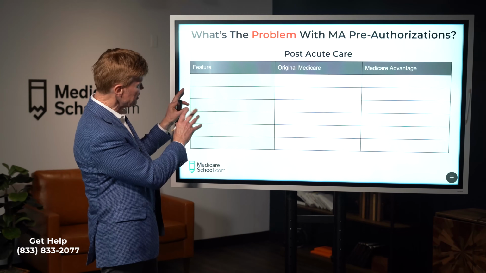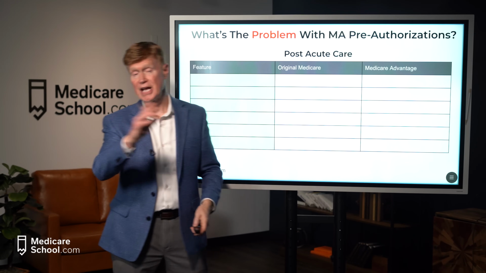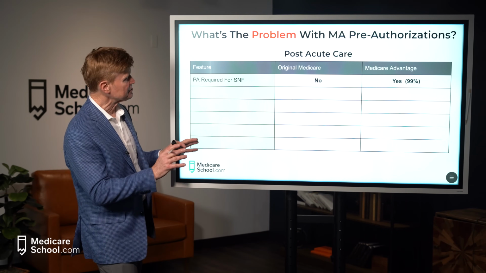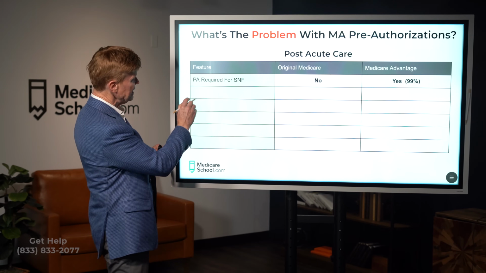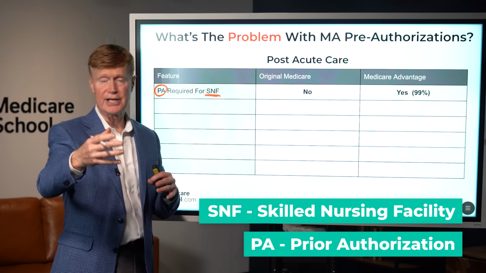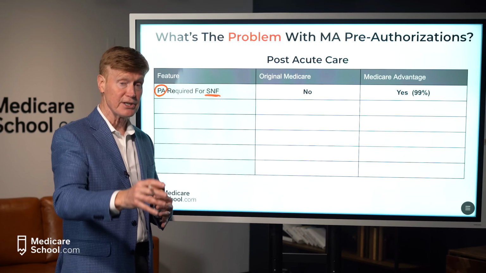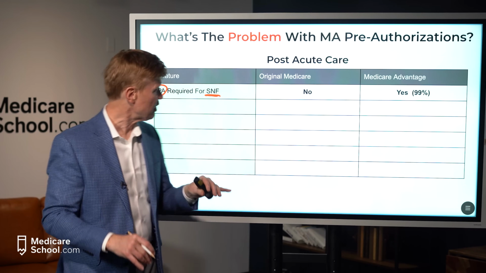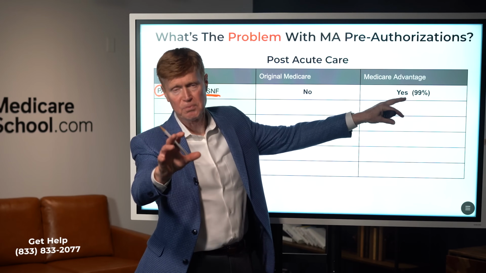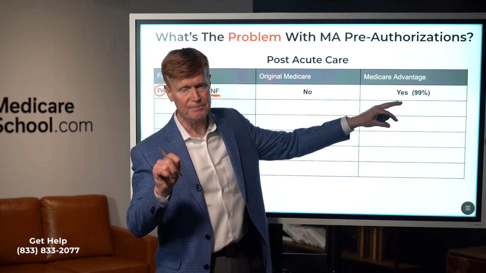So let's go through, I'm going to share with you 6 different features, and we're going to make a comparison between original Medicare and Medicare Advantage as it relates to pre-auths with post-acute care. So first off, when we think about this post-acute care, prior authorization required for a skilled nursing facility. And as we said earlier, if I'm in original Medicare, I have to have a 3-day hospital stay. Doctor says it's medically necessary for me to go there. So again, original Medicare does not require a pre-authorization at all. But notice, 99% of all the plans that people are enrolled in today, before you go to that skilled nursing facility, it is going to have to be pre-approved or will not be covered.